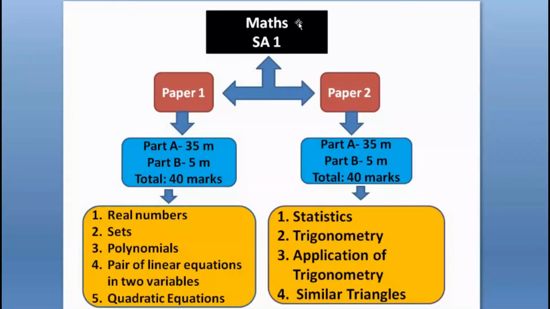Hi everyone. Maths Essay 1 in class 10 is divided into two papers, paper 1 and paper 2. Paper 1 contains 40 marks and paper 2 also 40 marks. So part A is 35, part B will be 5 marks.